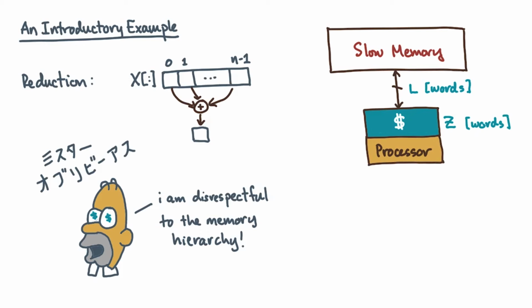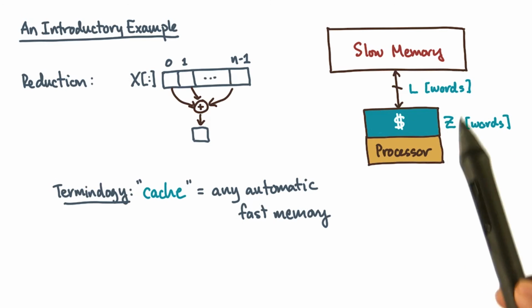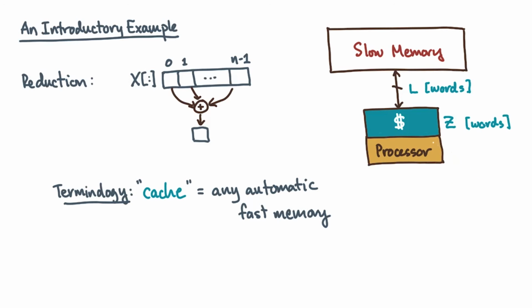One last note about terminology. We will, by convention, refer to this fast memory as cache. It's just a shortcut. Sometimes cache really means, say, virtual memory-backed main memory for disk. It helps that it's a lot easier to say cache oblivious than automatic fast memory oblivious.